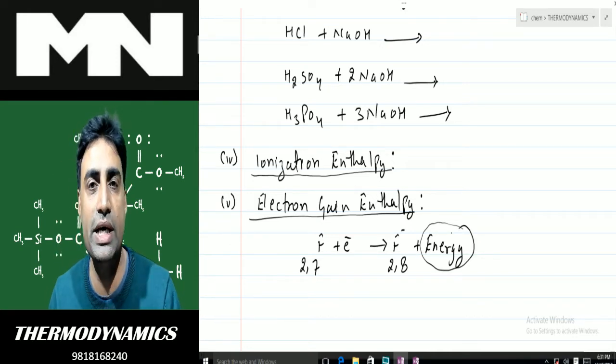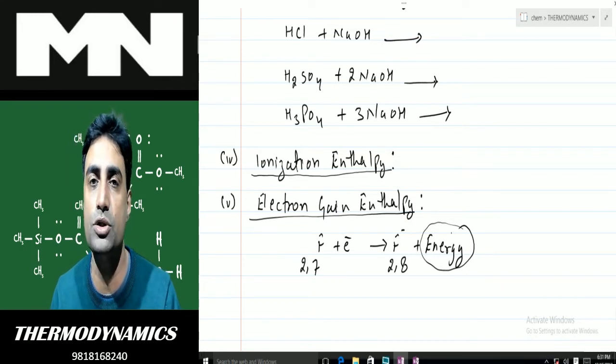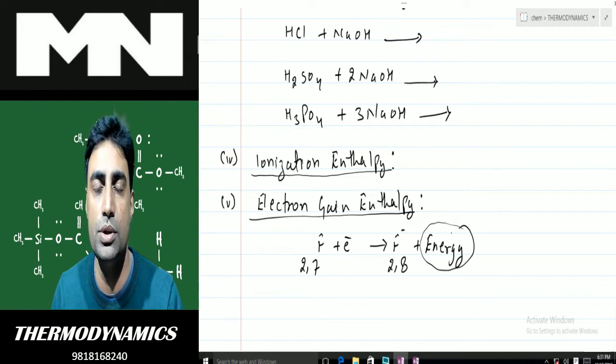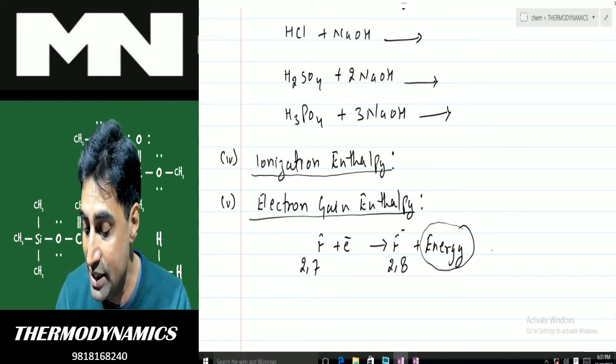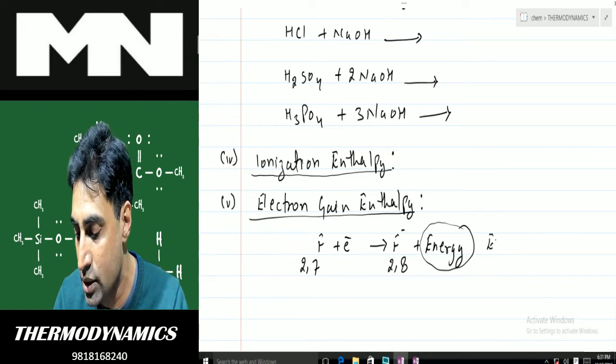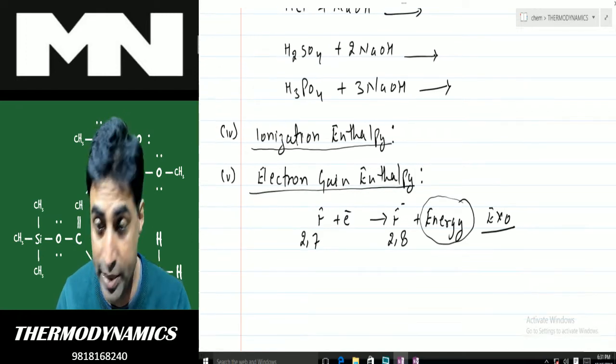So what is electron gain enthalpy? The electron gain enthalpy is the enthalpy change accompanying the process of addition of an electron to an isolated gaseous atom. My dear student, here in this case it is exothermic, whereas it is not mandatory that it is always exothermic. It can be endothermic.